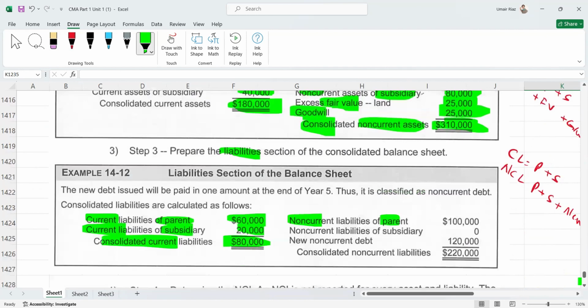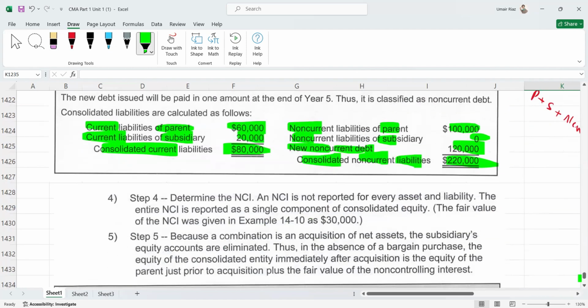Non-current liabilities of parent 100,000, non-current liabilities of subsidiary which is 0, and new non-current debt is 120. So this is consolidated non-current liabilities 220,000. Okay, guys. And then step number 4 is we have to prepare NCI values and equity section, right? NCI and equity.